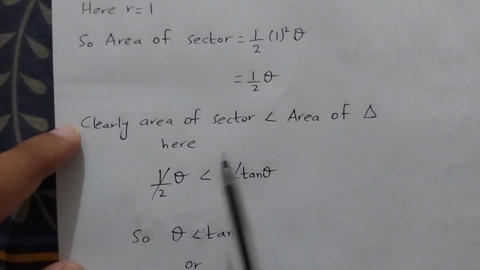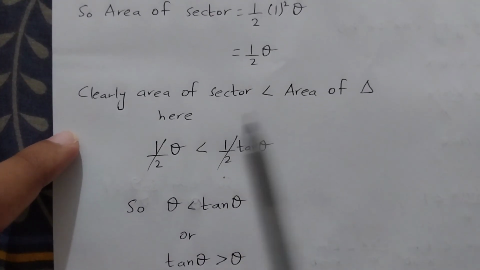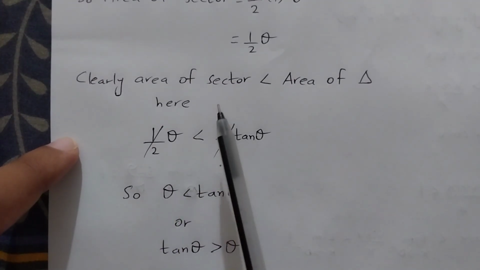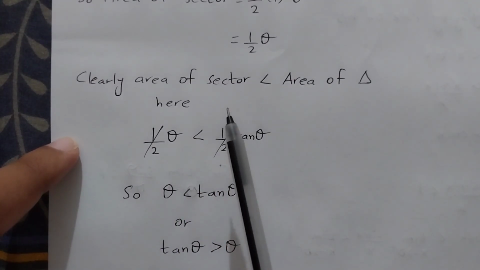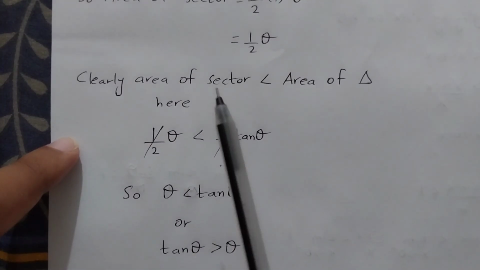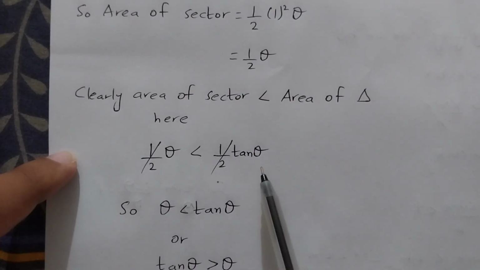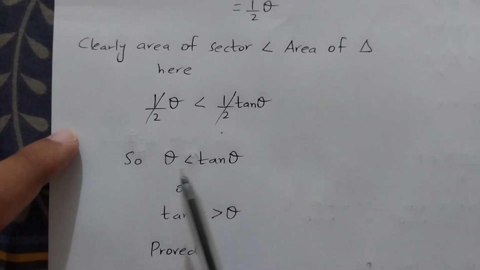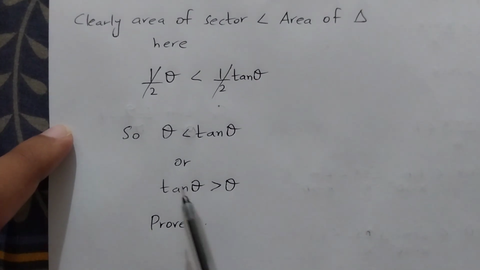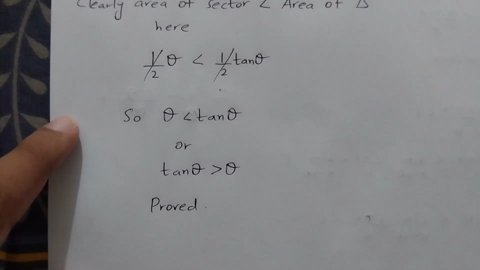And when we compare the areas of that triangle and the sector, we get the inequality. From the figure, we can clearly see that the area of the sector is less than the area of the triangle. The area of the sector is half theta and the area of the triangle is half tan theta. So half and half cancel out. We are left with theta is less than tan theta, and this was our goal. We wanted to prove that tan theta is greater than theta.